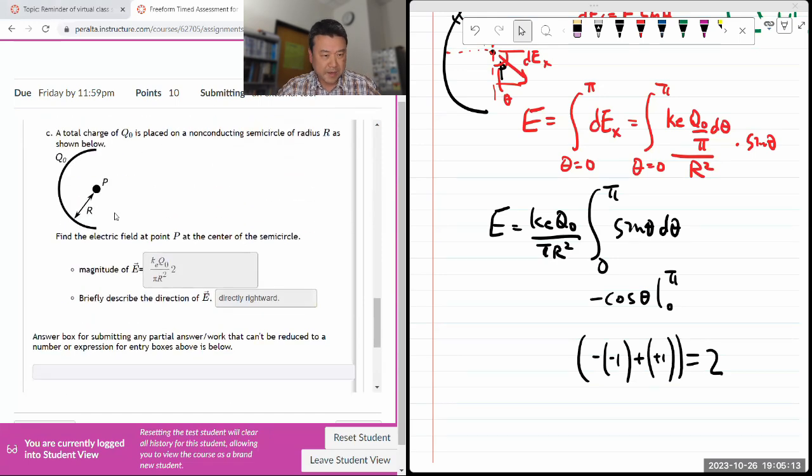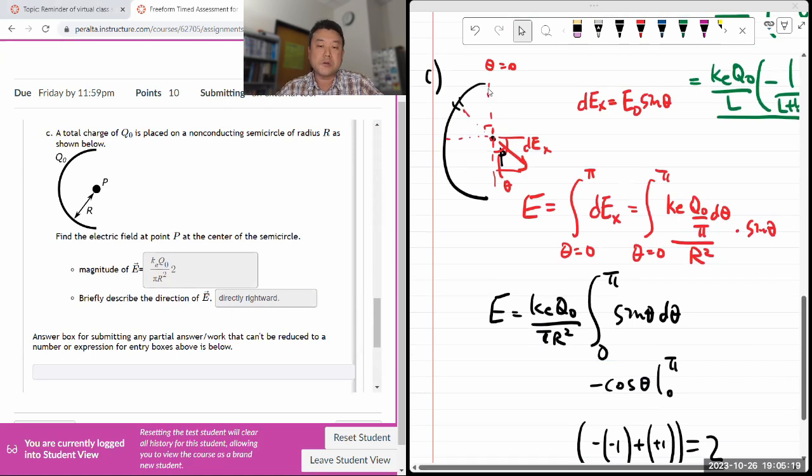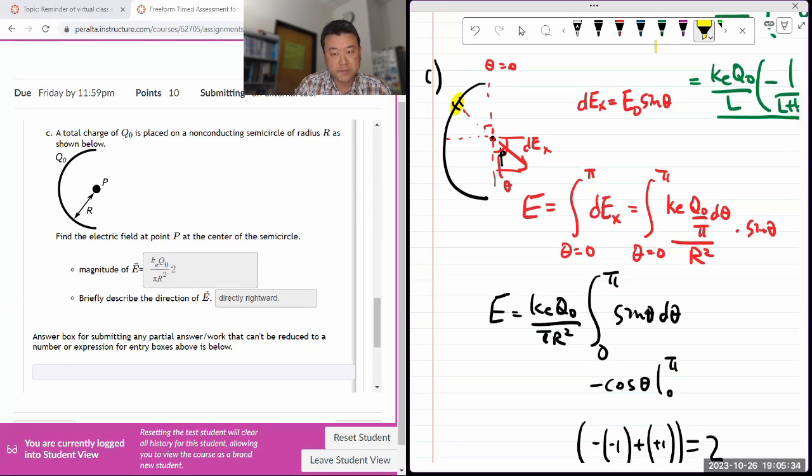Since I did this last one silently, here's a brief explanation of what I was doing. In order to calculate the total electric field, I'm doing the same thing. I'm taking a representative element so that I can write an expression for the electric field contribution from that representative element and then integrate through. And I started working with only the X component.